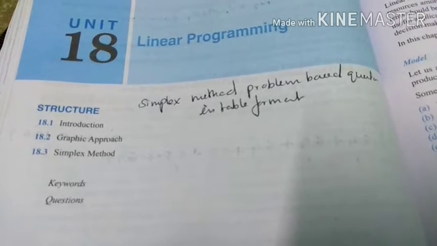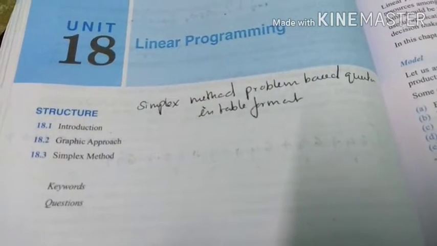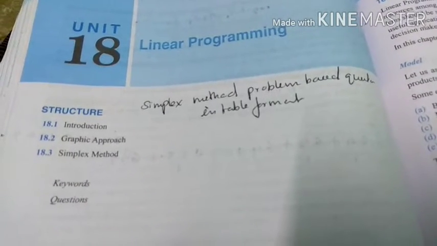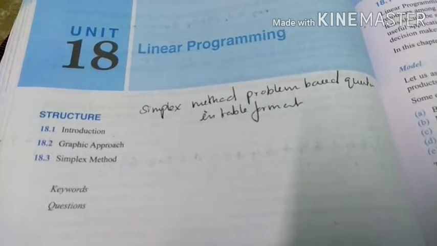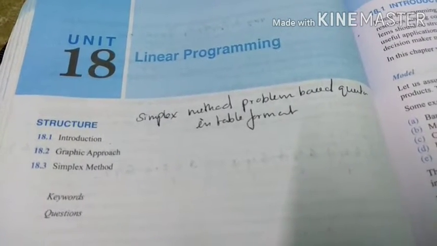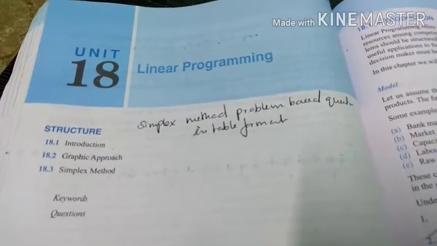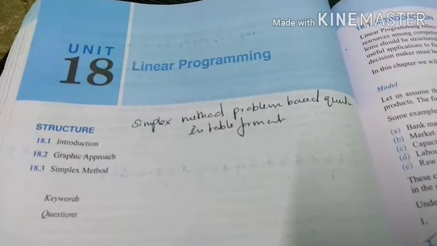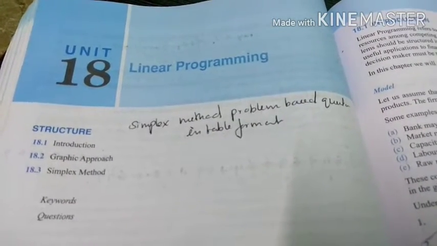So friends, we can move to next unit 18, linear programming of ABM. This chapter is very simple if you understand the concept, but it is very complex for those who don't understand the concept. So kindly watch carefully. And the questions from this chapter were asked in the last exam also. So we can start linear programming.